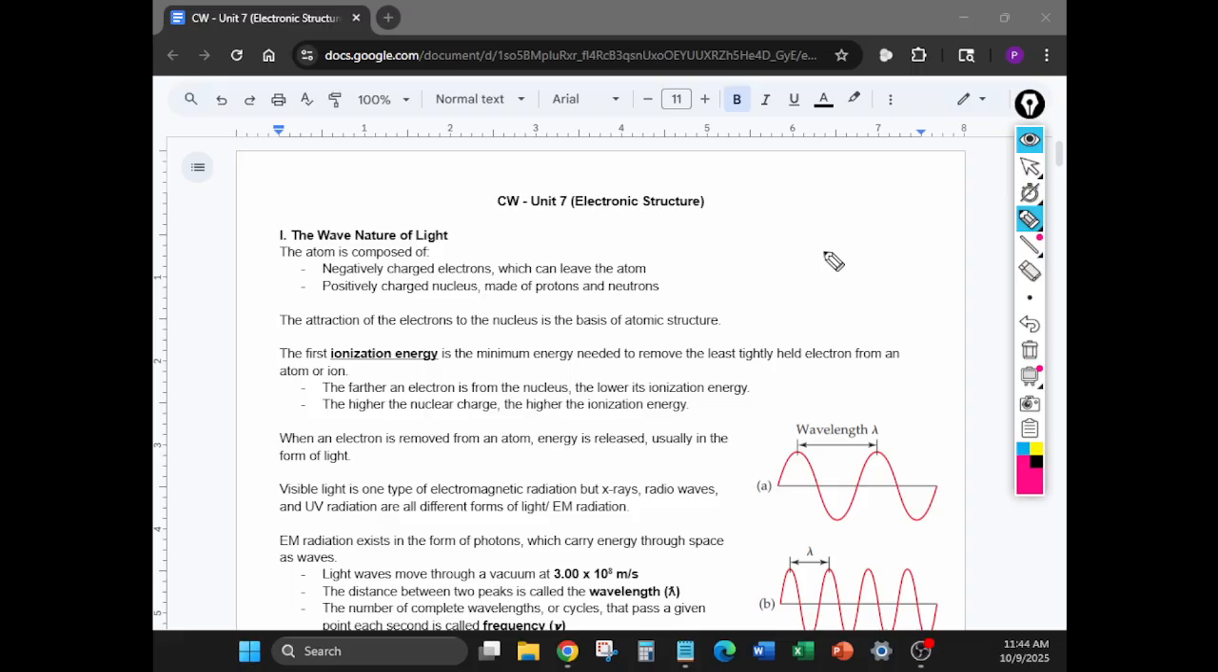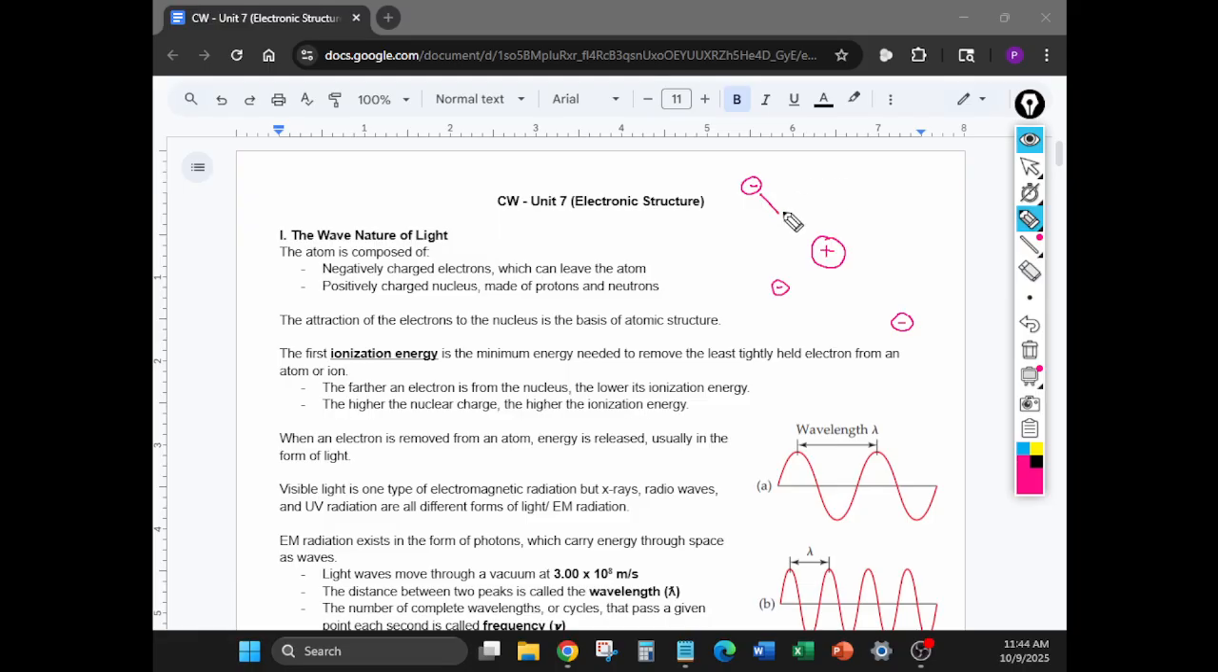Now we know that the atom is made out of 3 subatomic particles, right? Protons, neutrons, and electrons. The protons and the neutrons are in the middle, the nucleus. So the nucleus of the atom is positively charged. And then the electrons, which are negatively charged, fly around the nucleus. Okay, that's pretty much the basis of atomic structure.